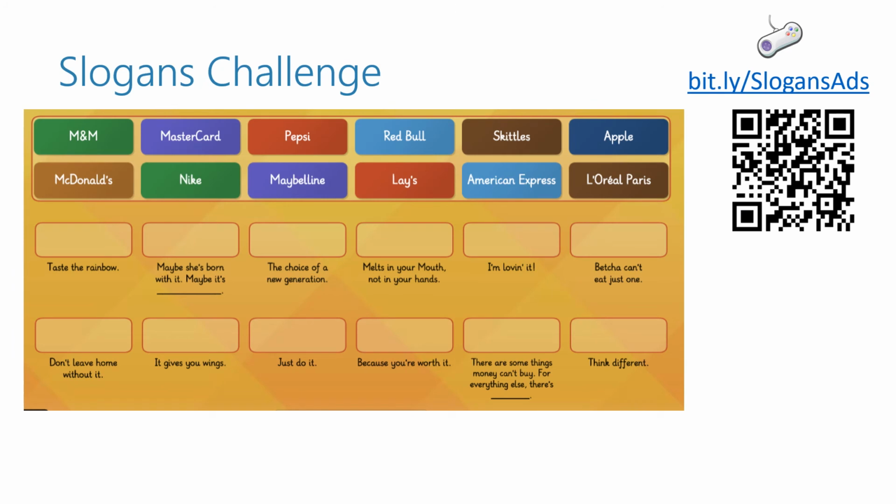Now I have another challenge for you, and this time it's the slogans challenge. Now you need to match the slogans, which are an important part of a company's image. A slogan is supposed to be short and memorable, catchy, and make a company stand out from the others. It's basically a company's trademark. I'm sure you all know McDonald's slogan, "I'm loving it."